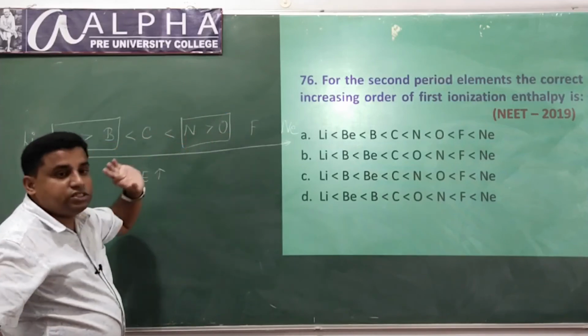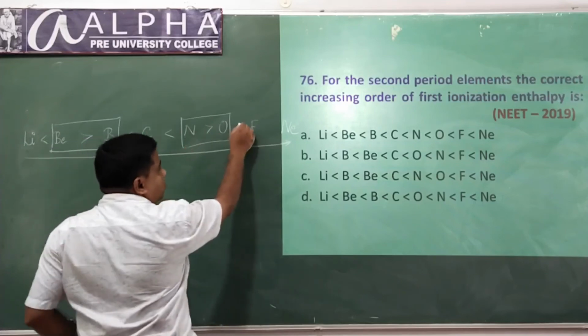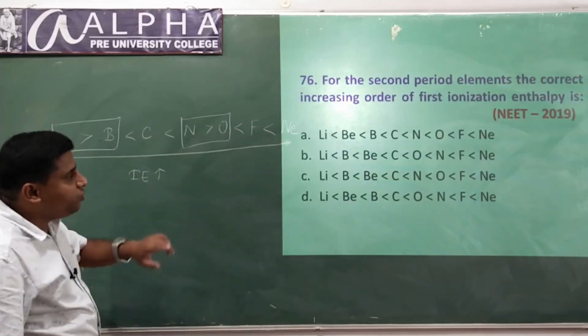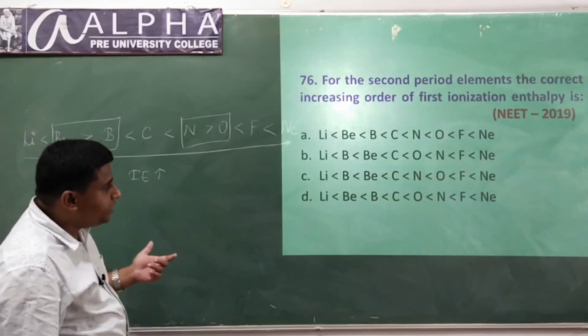15th group, 16th group. From oxygen to fluorine, increases. Fluorine to neon, increases. So this is the exact order. So where do you find it? Where do you find this?